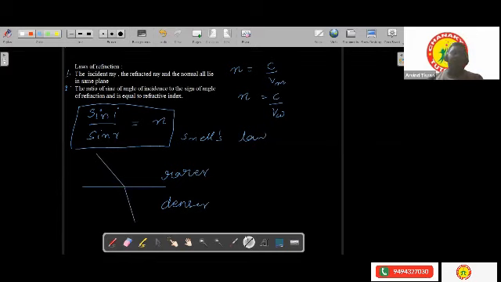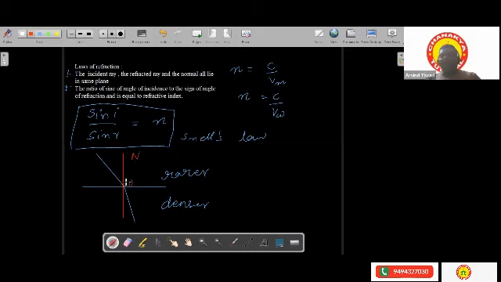In the meanwhile, also learn how to draw the normal. The normal is at the point of incidence. You have to make 90 degrees. At the point of incidence, make a line which stands at 90 degrees, or perpendicular, to the refracting surface. So this is our normal. Let's mark it as N.